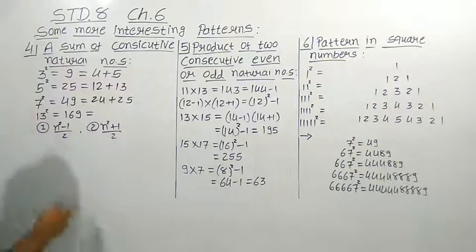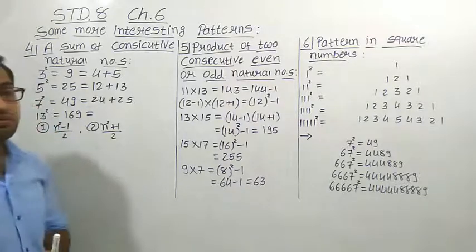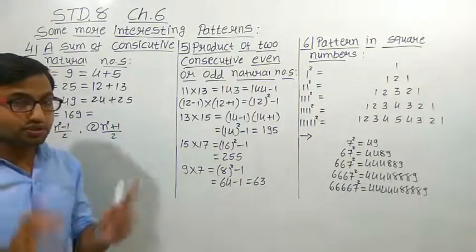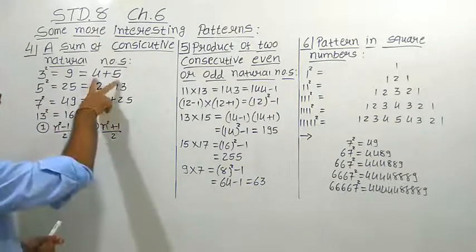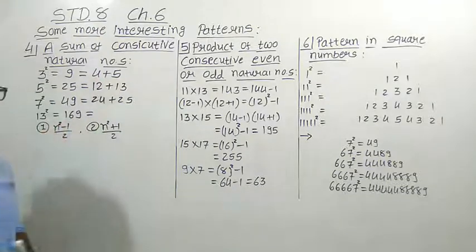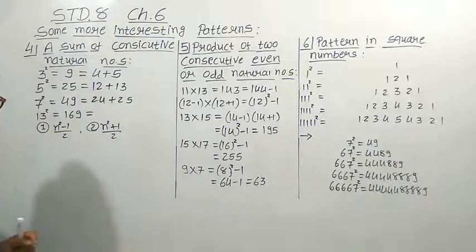13 square. 13 square is 169. Now the number is big. If there is a small number, then it is very easy to find out by which two numbers, if we add, we get the number. But here the number is not small, it is a bigger number. So there is a formula.